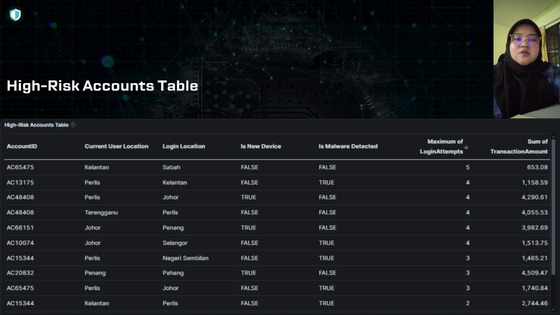For example, accounts like AC13175 and AC10074 show malware detection, while others like AC48408 have mismatched locations. The current location is per the list, but the login location is at Johor, or large transaction amounts of 4,290 ringgit Malaysia. This table helps to identify accounts that need further investigation to prevent fraud and ensure security.